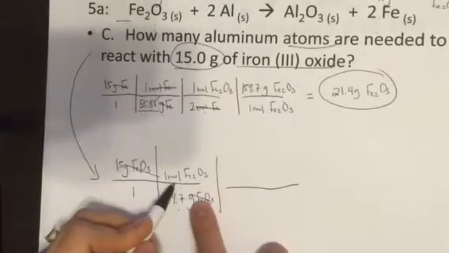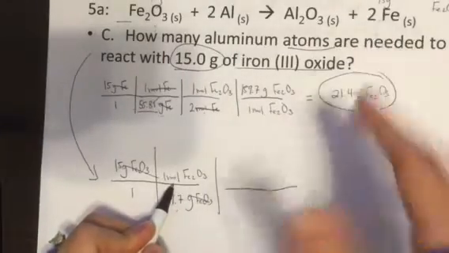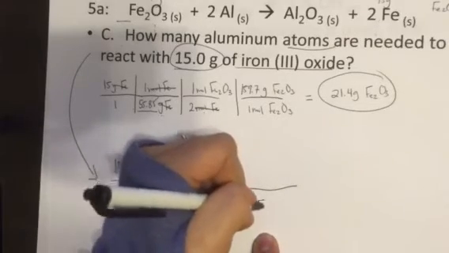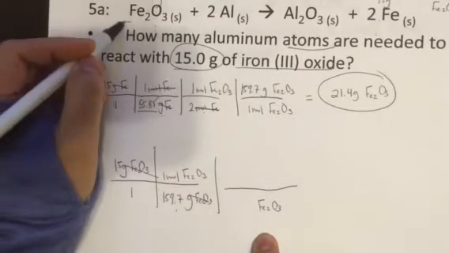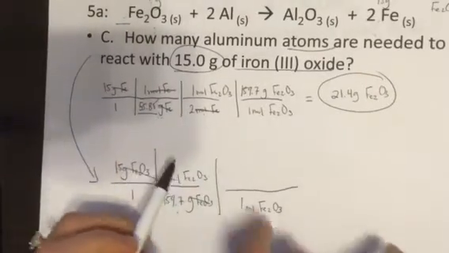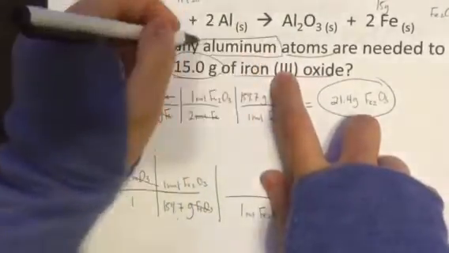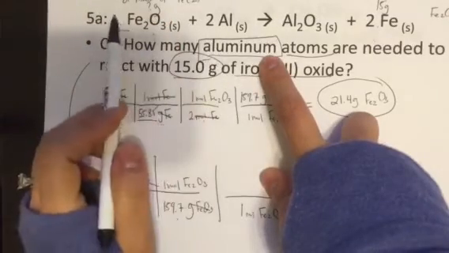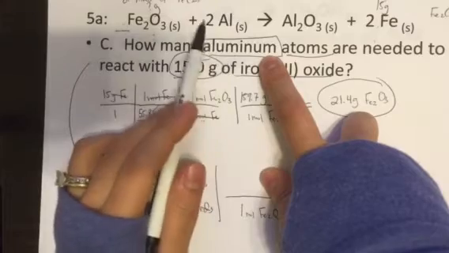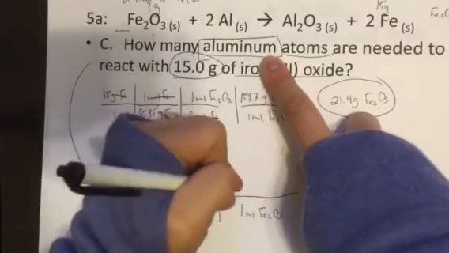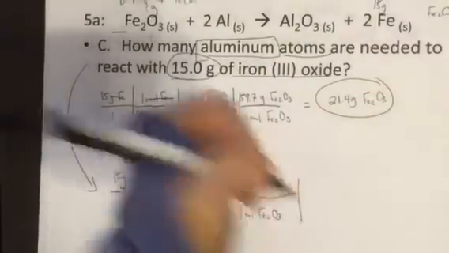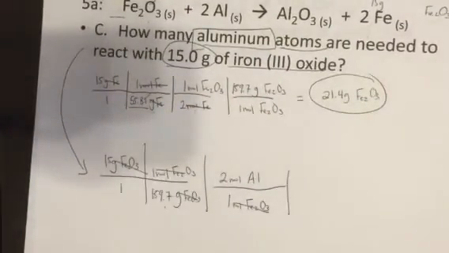Then I have to say, okay, according to my reaction, what is the ratio? I have mole of iron oxide here, so I need to put mole of iron oxide here. I see I have 1 according to my reaction. Then how many of those do I have every time I have 1 of this? How many moles of aluminum do I have in my reaction? And the answer is 2. I have 2 moles of aluminum, okay? So that cancels and that cancels.